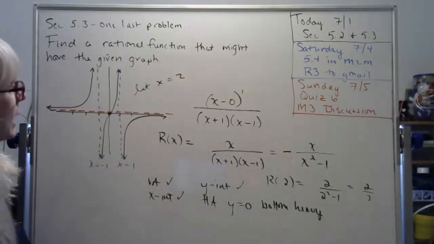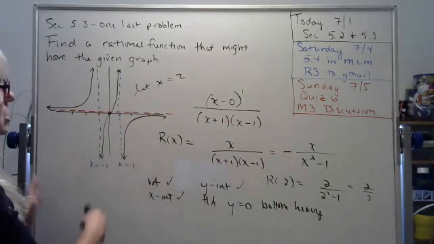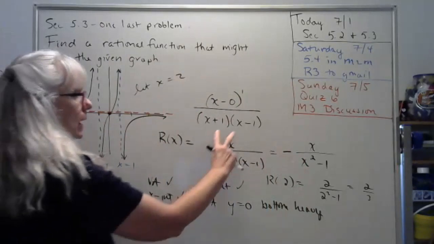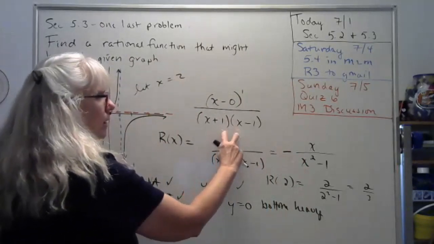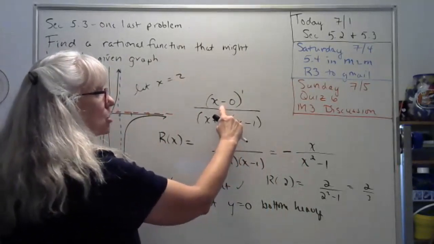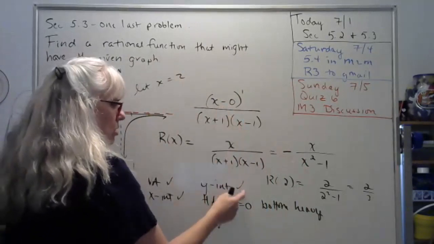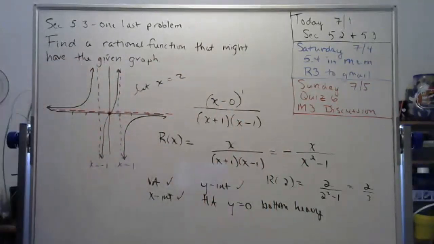So again, you're going to have 2. They're going to give you a picture and ask you to recreate the functions. So the vertical asymptote gives you your denominator. The x-intercept gives you your numerator, and then you need to check to make sure that your y-intercept and your horizontal asymptote are where they belong.